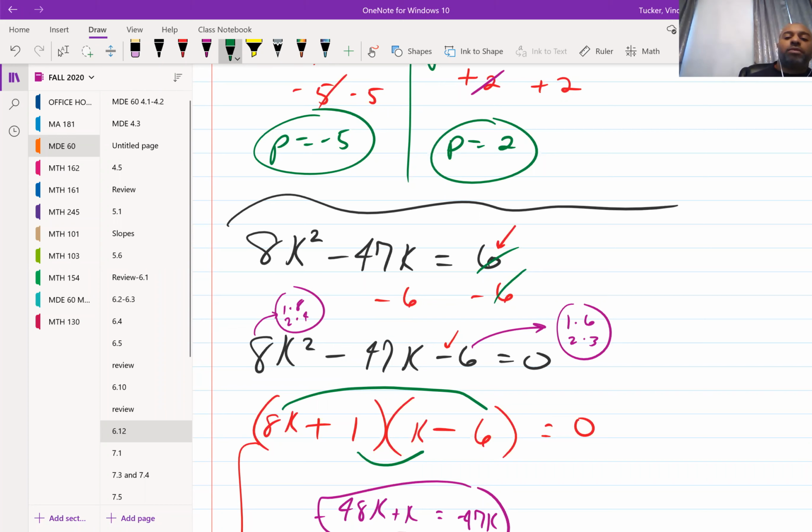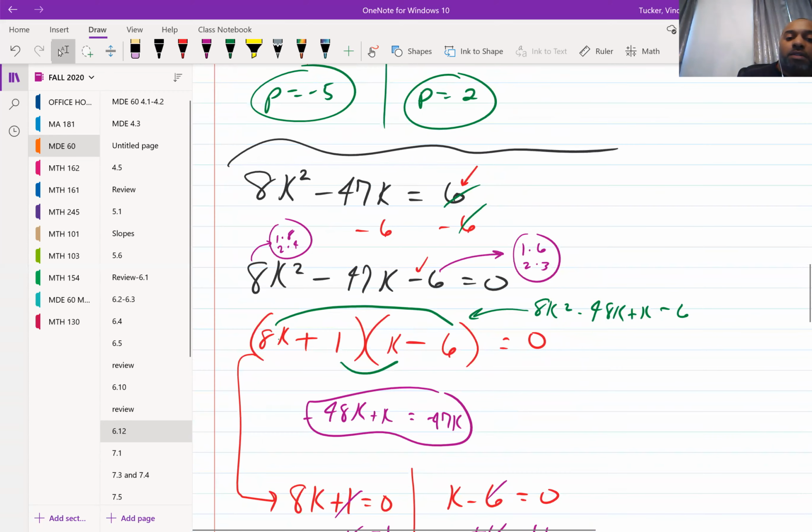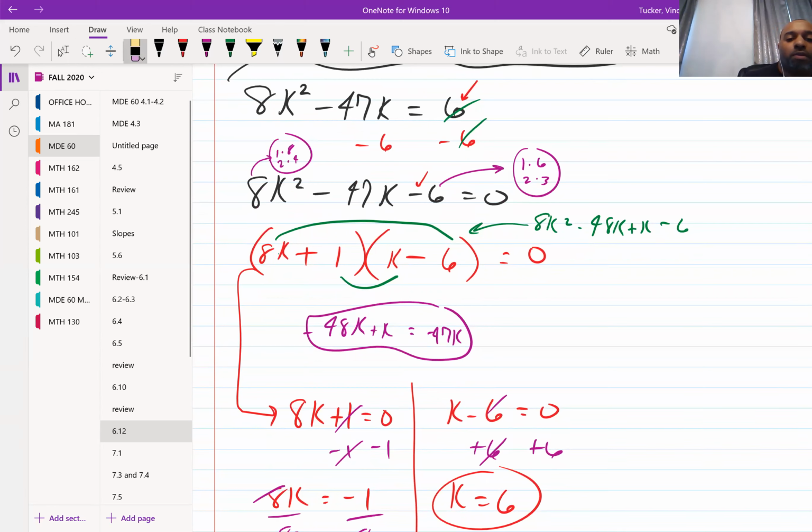So we have 8k plus 1, k minus 6. If you were to fold that out, 8k times k is 8k squared. 8k times negative 6 is negative 48k. 1 times k is k. 1 times negative 6 is negative 6. And then we see this negative 48k plus k will give me negative 47k. All right. So once you establish that that is your factorization, go ahead and set both parts equal to 0.